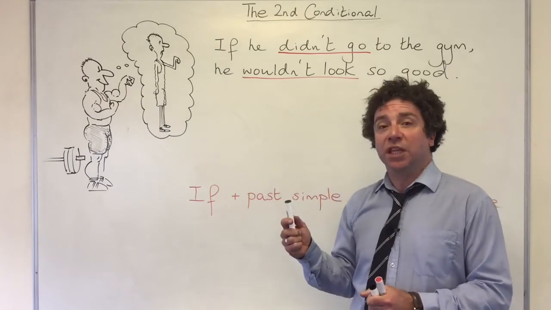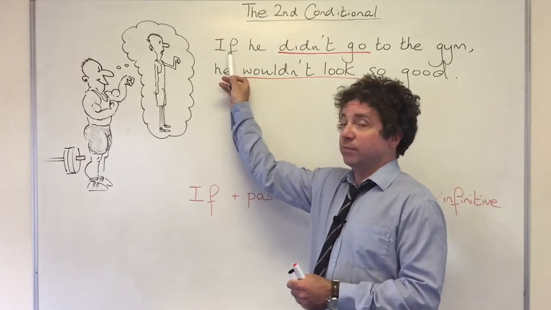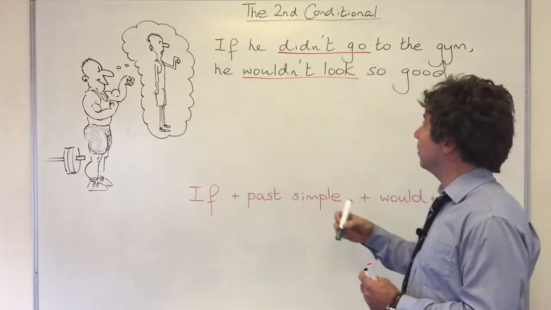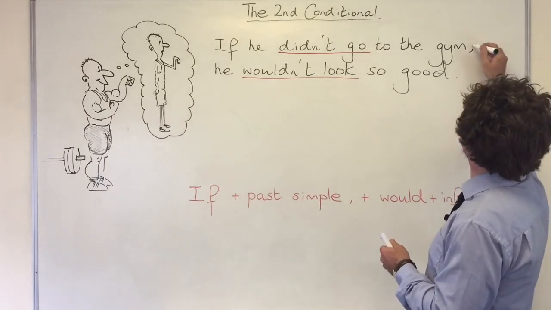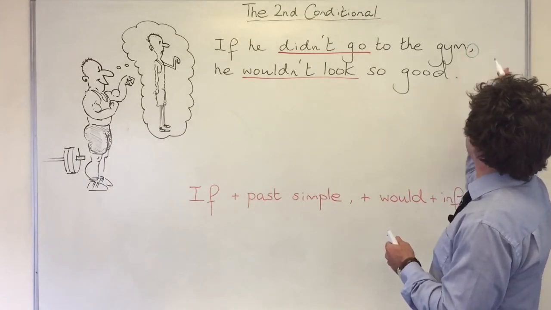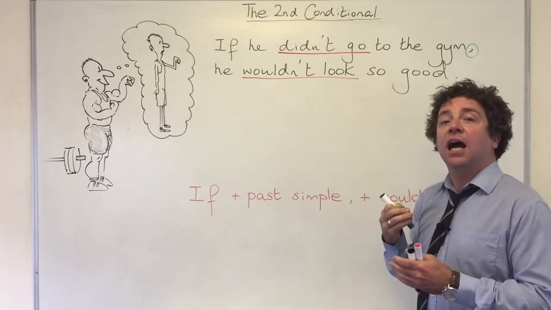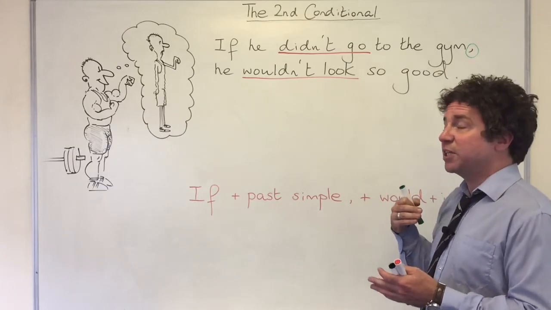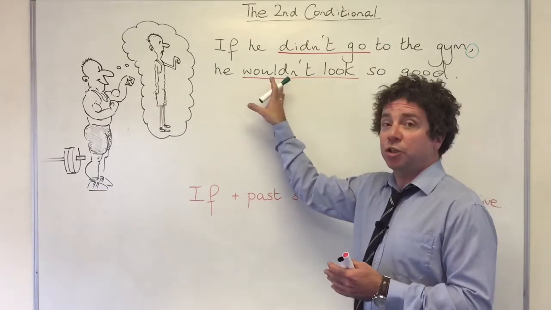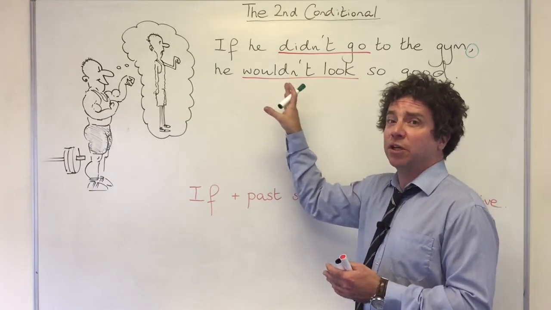When we start with the if clause, we need a comma, like this. However, if we start with the would clause, we don't need a comma.